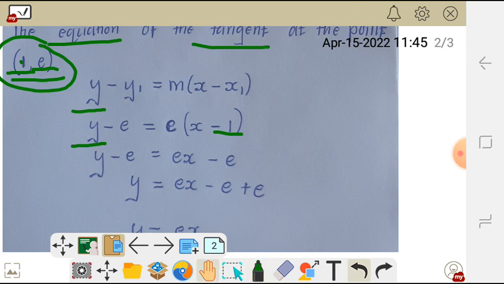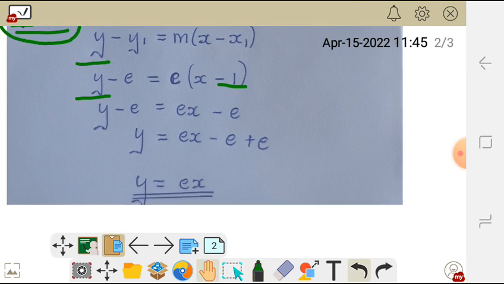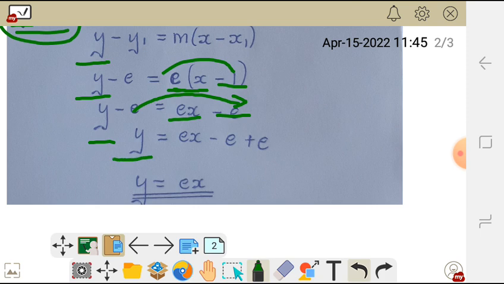So simplifying this, we are going to have y minus e equals e multiplied by x, which is ex, and then e multiplied by that 1 there, we are going to have our e there. And then from there, moving this e to the other side of the equation, collecting the like terms, we are going to have y equals ex minus e plus e, which will just result in a 0. So our equation of the tangent for this function will be just y equals ex.